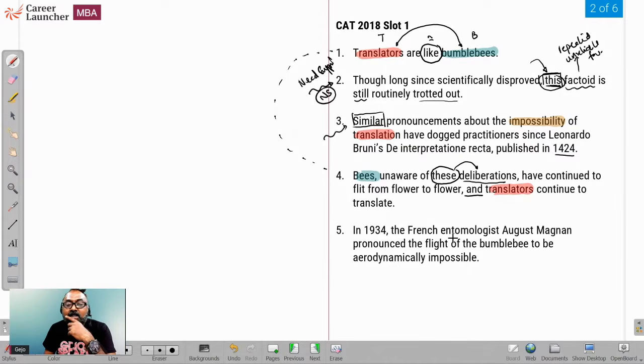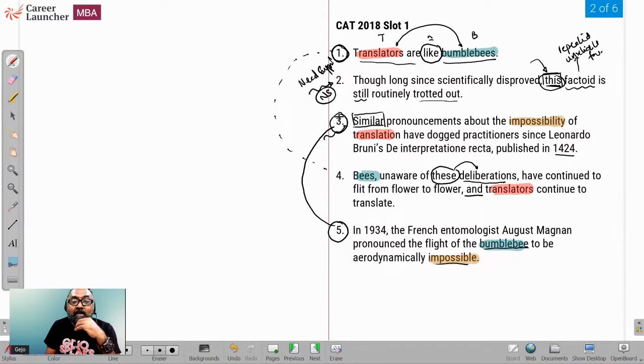In 1934, French entomologist Auguste Magnin pronounced the flight of a bumblebee, we have the repetition of that particular word, aerodynamically impossible. So now it makes sense. Now stuff makes sense. Now here, logically, what you see is that we need to have sentence number 1. Translators are like bumblebees, right? That makes sense. How are they similar? In 1934, people talk about the impossibility of bumblebee flight, and then we have the impossibility of translation. And these two, who are unaware of this deliberation, continue to do what they want to do. So you can actually see some logical order: 1, 5, 3, and 4.